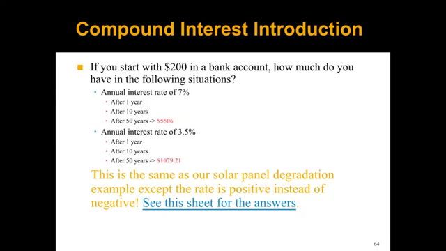This is actually very similar to what we did before with the solar power degradation example, except in this case, the rate is positive instead of negative. You can go ahead and click this Google Sheet to see the answers to this problem and how I calculated them.